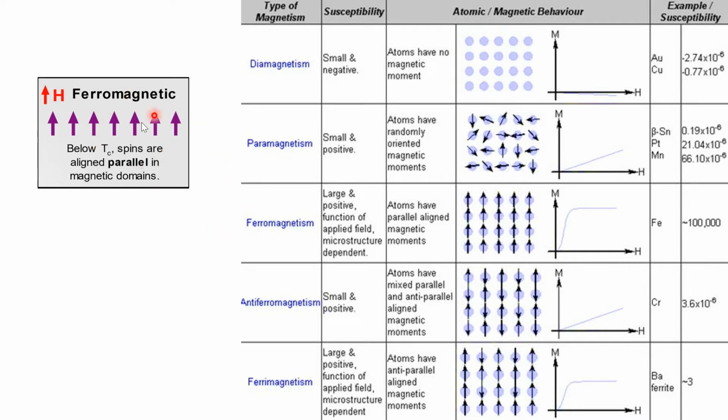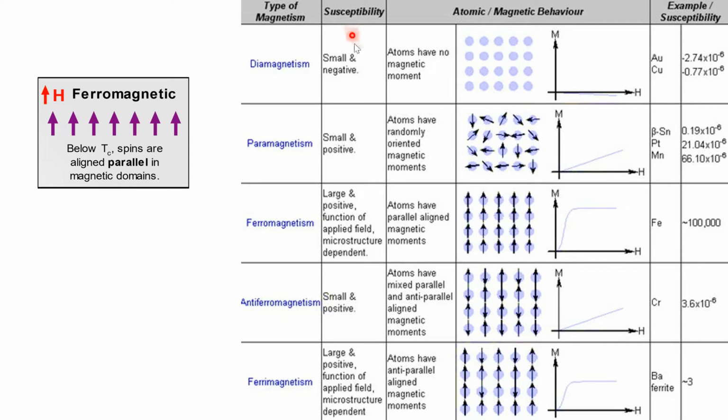Here we can see a term known as TC, that is the Curie temperature. Below the Curie temperature, this ferromagnetic property will exist, and the spins are aligned parallel in the magnetic domains. That is, inside each material the spins will be differentiated into different domains, and all the domains in the material will be aligned in a parallel direction.